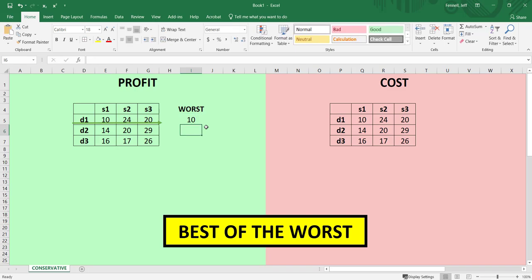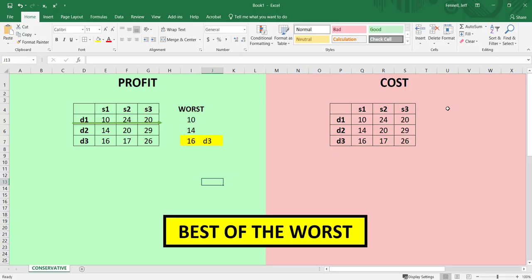Okay. Similarly, for D2, the worst possible profit we could get is 14 units. And then finally, in D3, the worst possible profit that we could have if we chose decision alternative 3 would be 16 units. Well, now again, we want to choose what is the best of those worst possible options. So D3 would be our choice under the conservative approach. Analyze all the things that could go potentially as bad as they could go for each decision alternative, and then choose the best of those options.